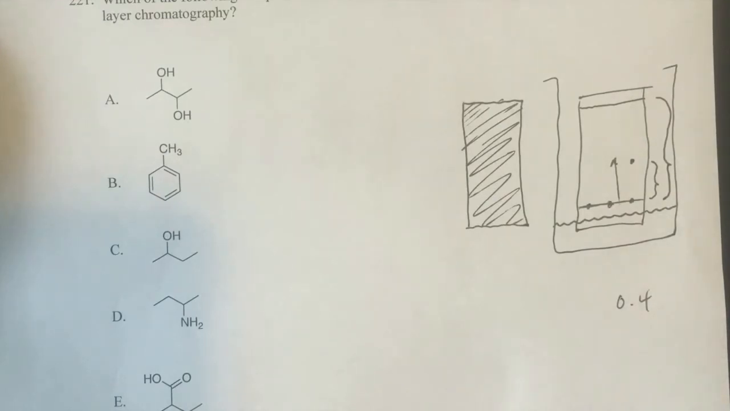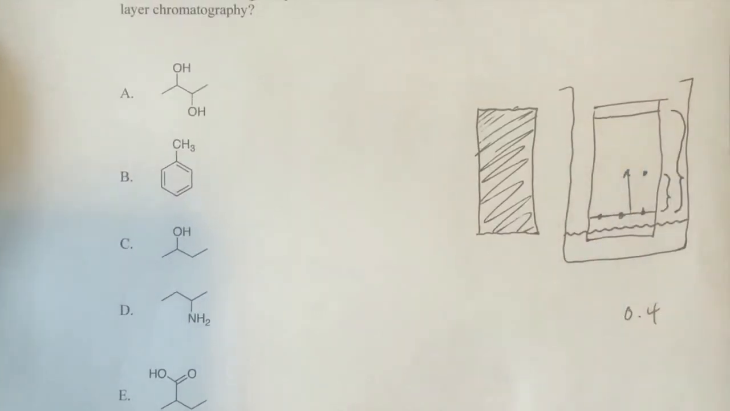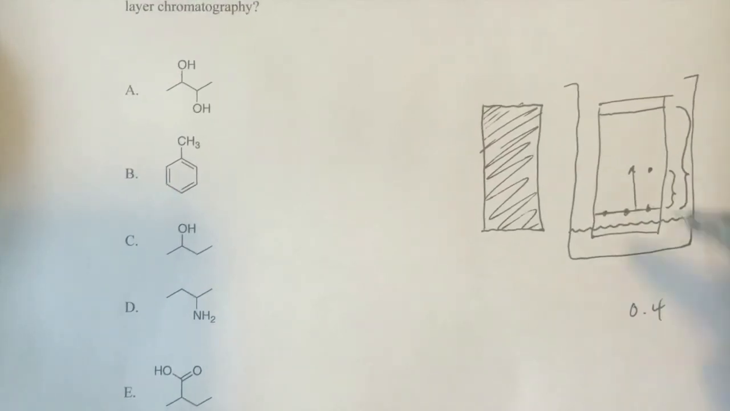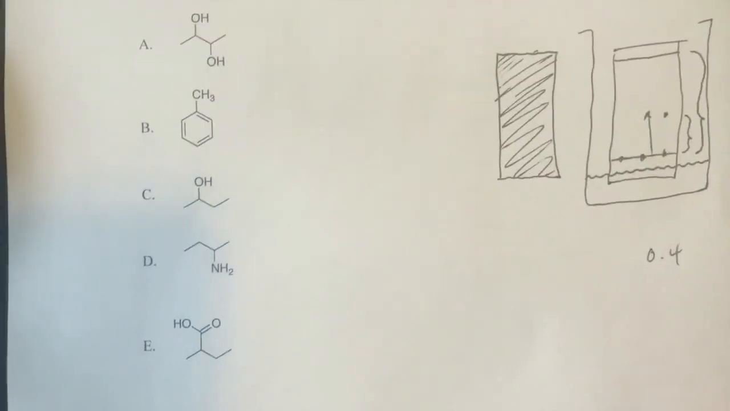So now, a compound that will have a really low RF value, in other words, the spot didn't move much at all, will be a compound that binds to the silica gel really strongly. And silica has these oxygen groups on them, and those oxygens can hydrogen bond with other compounds. So compounds that typically move really high, really fast are nonpolar things like a hexane molecule or benzene or things like that. Now let's look at our answer keys here.